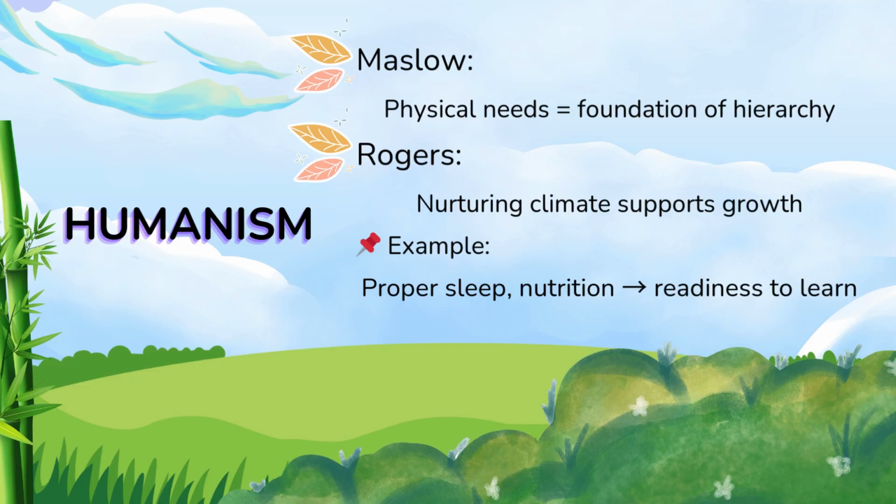Carl Rogers adds that children thrive in a climate of acceptance and empathy. When children feel supported and not judged, they develop a positive body image and the confidence to take risks in learning. So, physical development here is not just about biology. It's about ensuring children's basic needs are met and that they feel safe and supported as they grow.